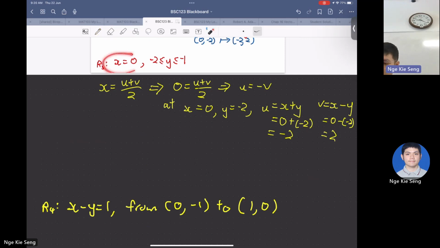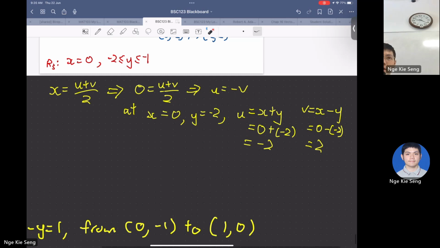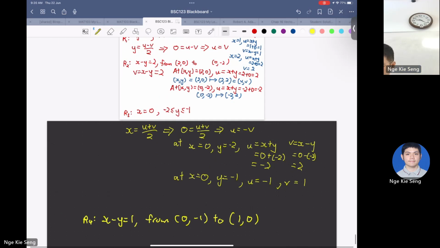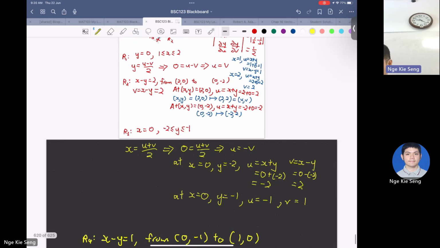We start with the line x equals 0. How about the other endpoint? The other endpoint is y equals minus 1. So u equals negative 1, v equals 1. Good. So you see that (0, minus 2) gets sent to (minus 2, 2). This is the same calculation we did just now, so the answers are equal. This is good, that means they connect. And (0, minus 1) gets sent to (minus 1, 1).